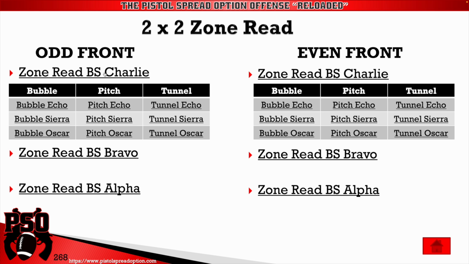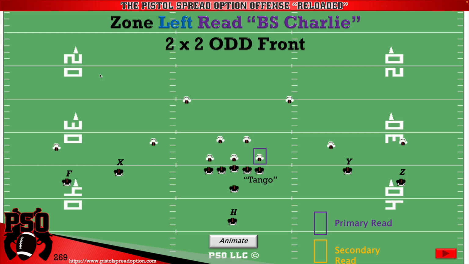Again, if you haven't reviewed the videos on the zone blocking scheme and on our read system, now would be a great time to do that. But if you are ready to go and you want to just learn what we're doing, this is how we do it. So the zone read backside Charlie. We call it in the huddle, or if we're going no huddle, we have a signal for that too.